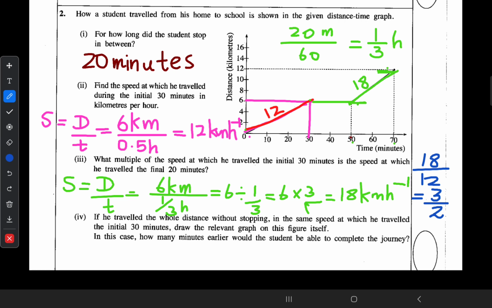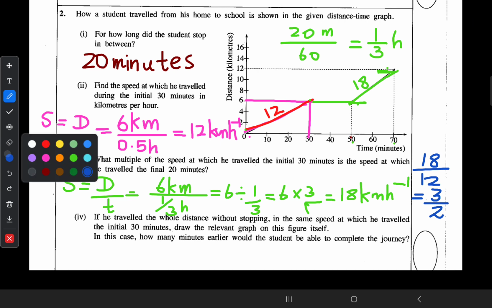I'll read again. What multiple of the speed at which he traveled the initial 30 minutes is the speed at which he traveled the final 20 minutes? For the final 20 minutes we found the speed as 18. So 18 is what multiple of 12? That's our question. So 18 divided by 12 will give you 3 upon 2. So 3 upon 2, that's the multiple. That's the way you should find the multiple.